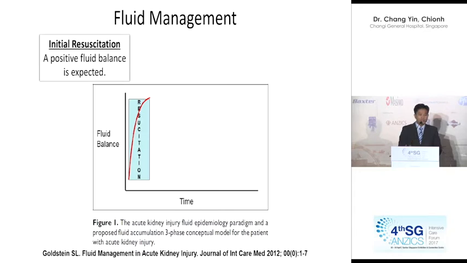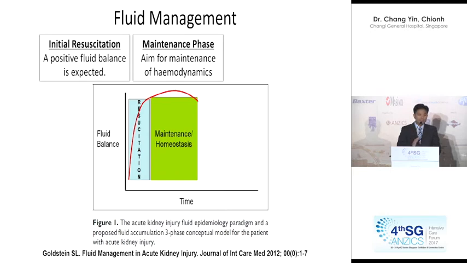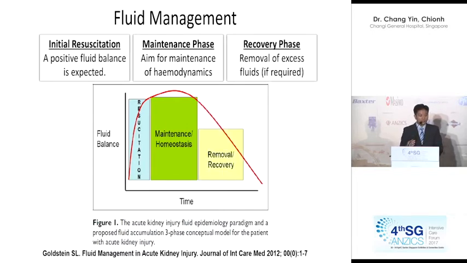So there's an initial resuscitative phase, and we have come to expect that there will be a positive fluid balance as we use fluids to try to improve the patient's organ perfusion. But in the subsequent maintenance phase, we should aim to maintain hemodynamics without giving the patient much more fluid overload. And finally, the recovery phase, if the patient recovers by itself, let's say the kidney function improves, the patient will be able to diurese on its own. But if that doesn't occur on its own, we will have to think of ways to remove the excess fluids.